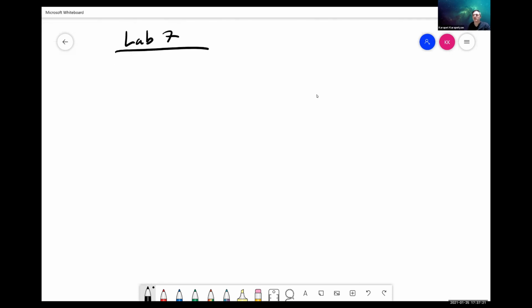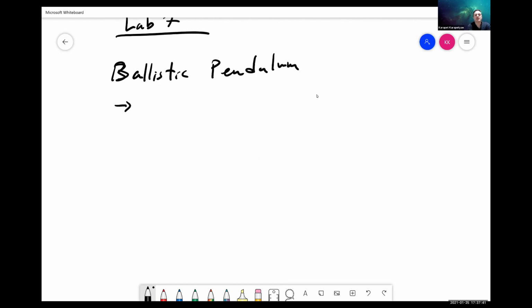All right, so the title here is Ballistic Pendulum. Let me start with two concepts that this lab covers. It covers momentum and energy.